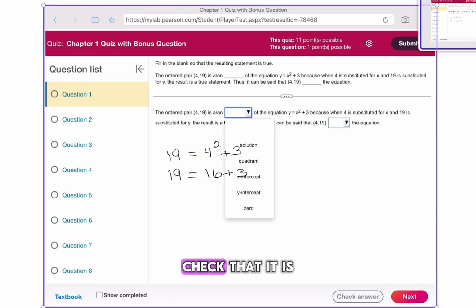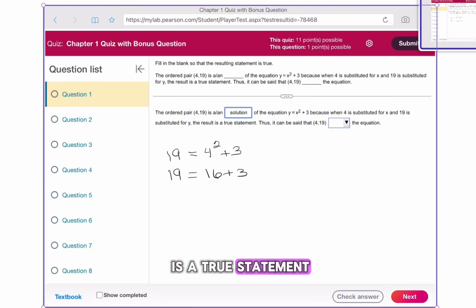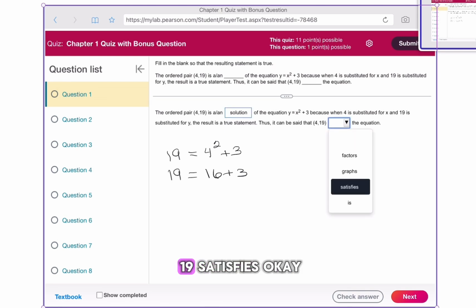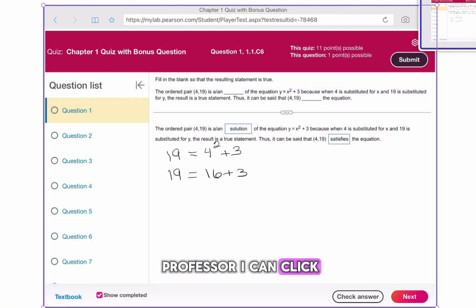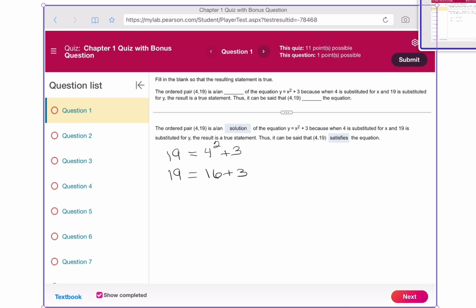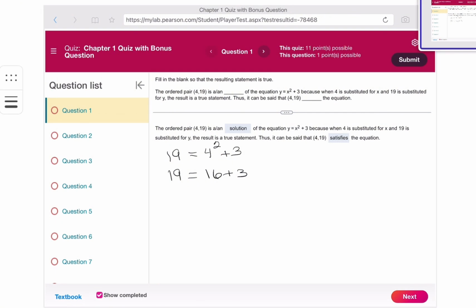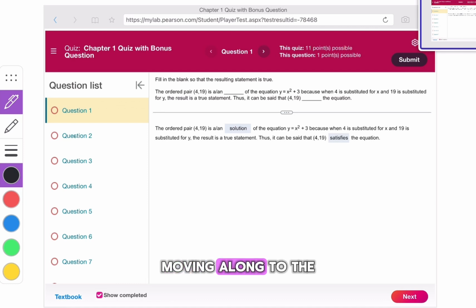So you would check that it is a solution. And then the result is a true statement. Thus, it can be said that 4 comma 19 satisfies. Okay. And because I'm the professor, I can click that button to show you that it is correct. Moving along to the next one.